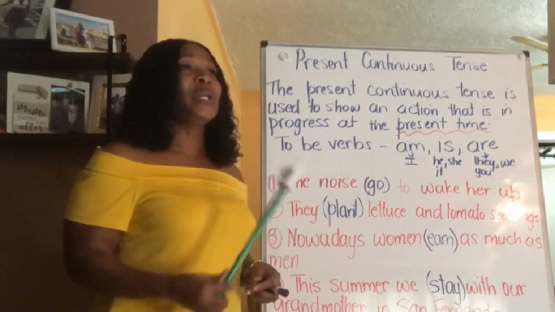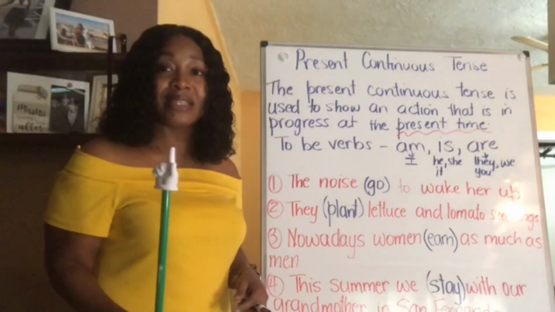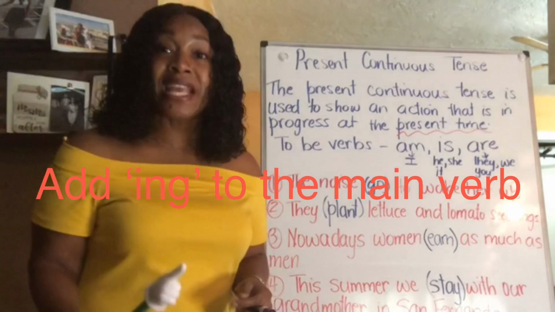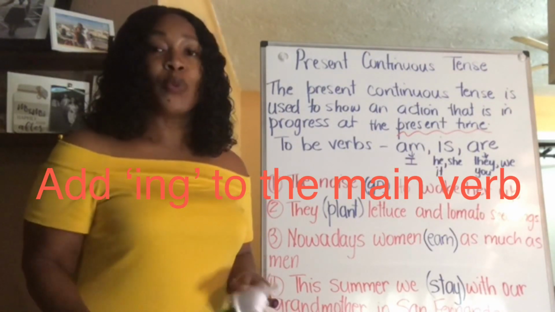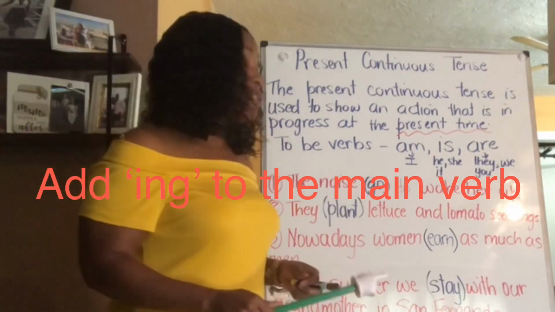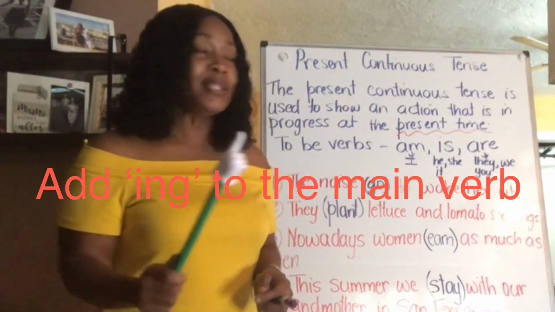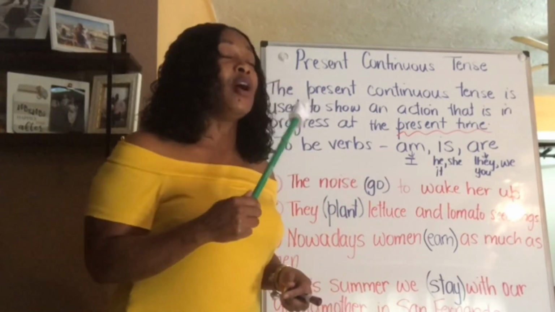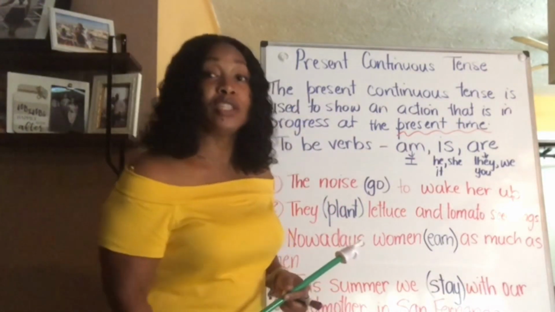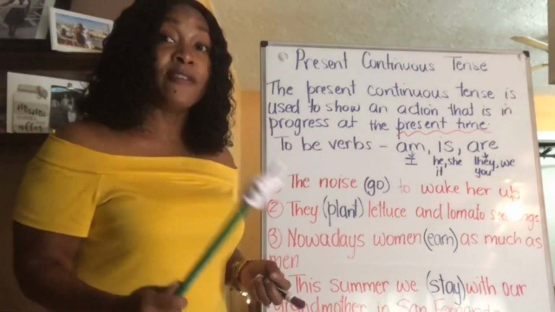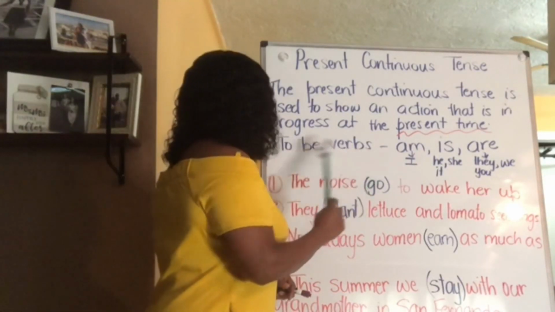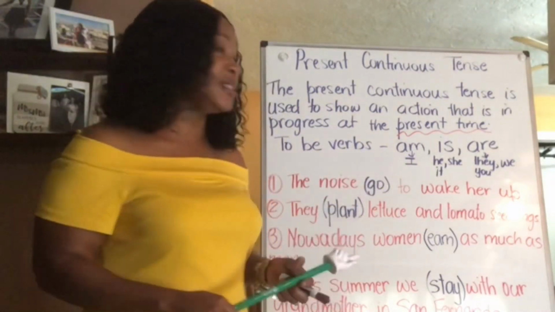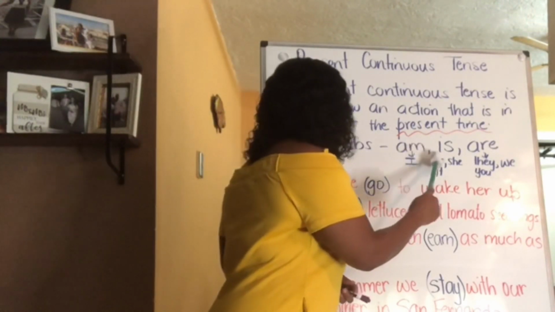Now, when we're looking at present continuous tense, we have to remember that we add ing to the main verb. So again, we add ing to the main verb. Also, we must insert an auxiliary verb in front or before the main verb. Now, the auxiliary verbs we're using are the to be verbs. Remember, these are not actions. These are am, is, and are.